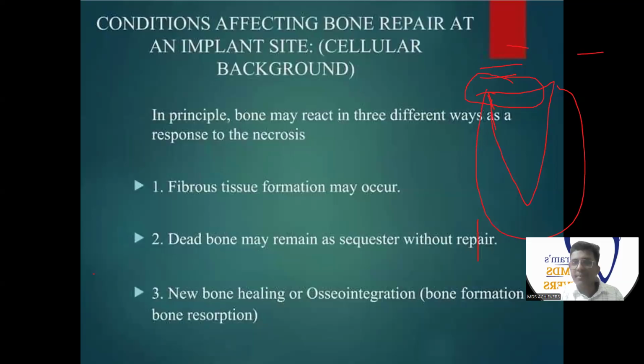Thereafter, regarding the conditions affecting the bone repair at the implant site, in principle, bone may react in three different ways. That is, fibrous tissue formation may occur, or dead bone may remain as a sequester without repair, or there may be new bone healing, or osseointegration.